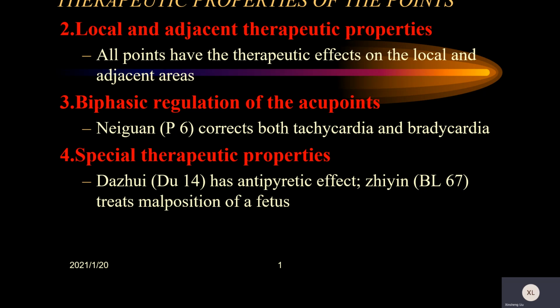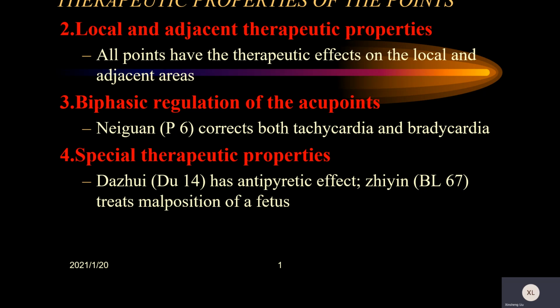For example, typically 内关, PC6, can correct both tachycardia and bradycardia. Tachycardia is very rapid, heart racing, so fast. And bradycardia is very slow, maybe below 60, maybe below 50, around 50, 40s, too slow. But PC6 can regulate both conditions.